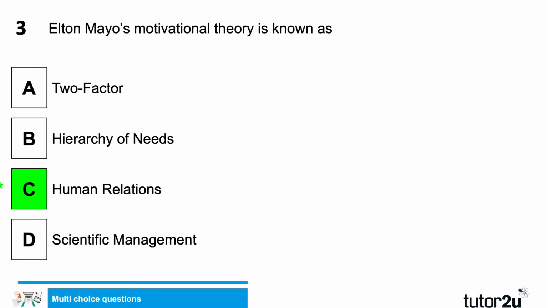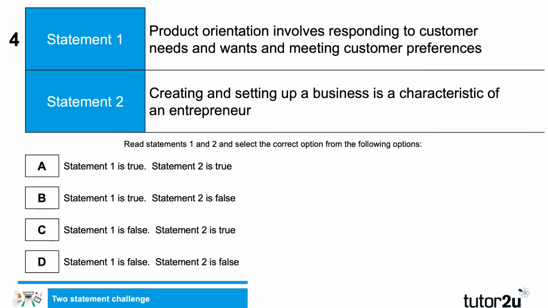Okay, let's go to question number 4. So something different now. We've got 2 statements here. All you need to do is read the statements and decide whether the statements are true or false and select the corresponding letter. So product orientation involves responding to customer needs and wants and meeting customer preferences. Is that true or false? Statement 2, creating and setting up a business is a characteristic of an entrepreneur.